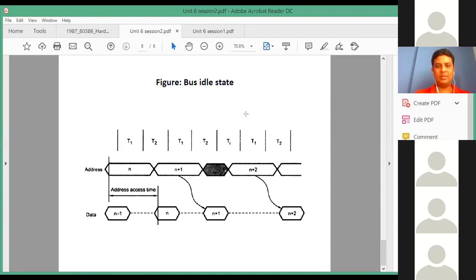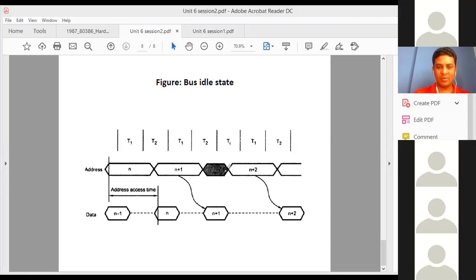So here in the third situation, in the current cycle we are fetching the data for the previous cycle, and in the next cycle we are fetching the data of the current cycle, while the address calculation is delayed over here.